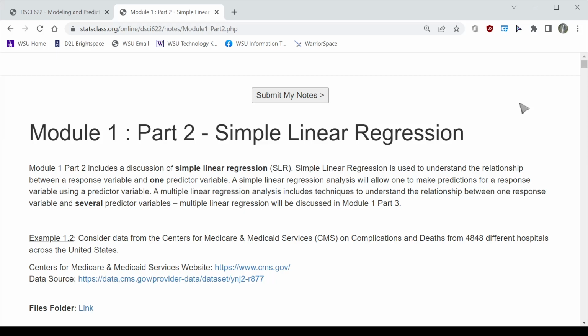So as I said, Module 1, Part 2 is for simple linear regression. Simple linear regression is used to understand the relationship between a response variable and one predictor variable. A simple linear regression analysis will allow us to make predictions for a response using a predictor variable. Now, there will be situations where you may have several predictor variables, and we call that multiple linear regression, and that's going to be discussed in Module 1, Part 3.